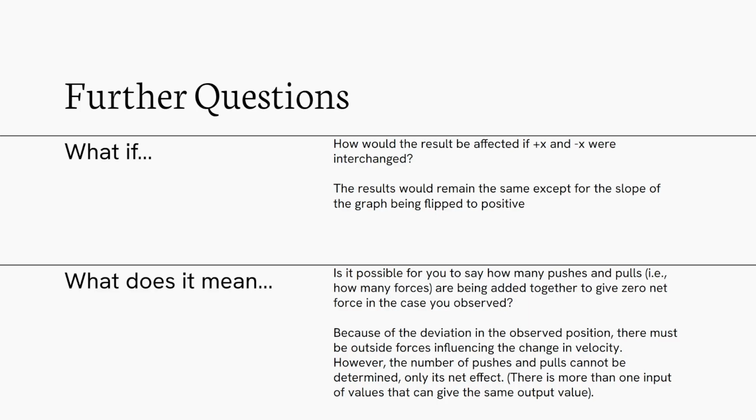Is it possible for you to say how many pushes and pulls are being added together to give zero net force in the case you observed? Because of the deviation in the observed position, there must be outside forces influencing the change in velocity. However, the number of pushes and pulls cannot be determined, only their net effect. This is because there's more than one input of values that can give the same output of values.